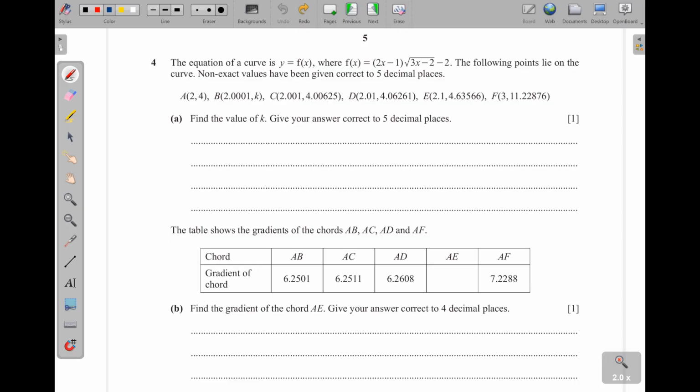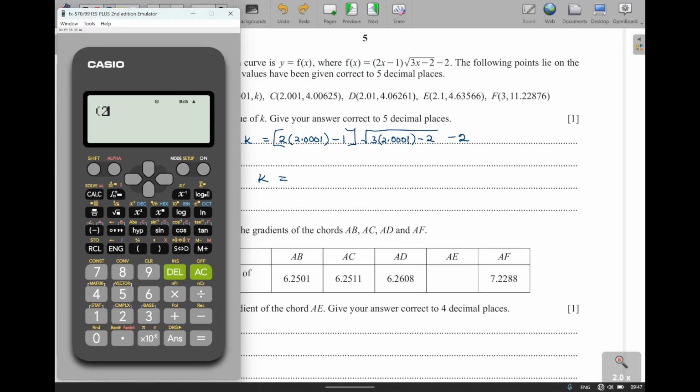So, the y coordinate here, k, is going to be equal to 2 times x. So we shall have 2 into the x coordinate, that is 2.0001, then minus 1 here, okay? And then this is supposed to multiply the square root of 3 again times 2.0001, then minus 2 here, and then there is a minus 2 here. So what will this one give us to 5 decimal places?